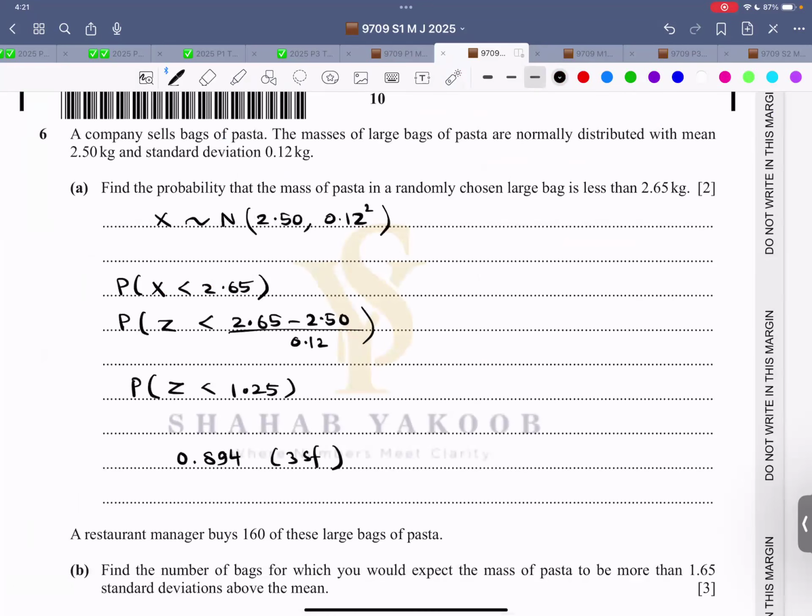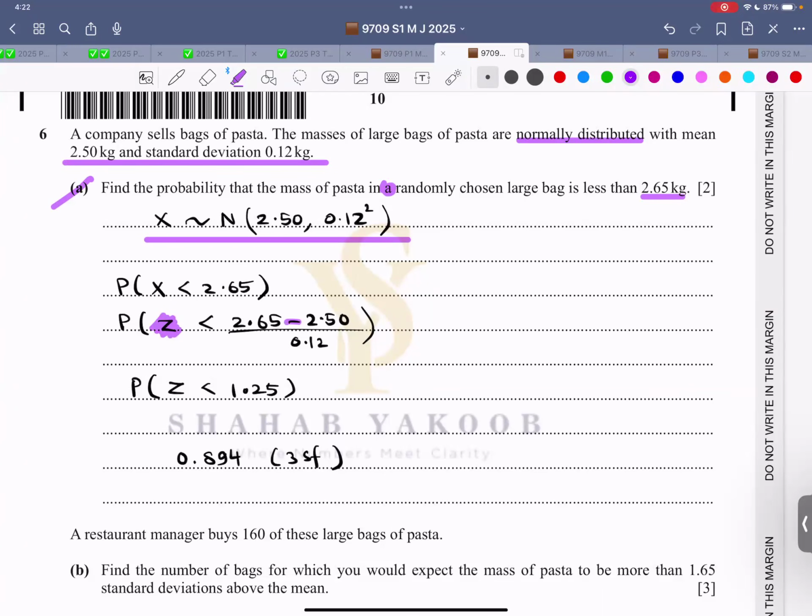Question number 6. Now it says a company sells bags of pasta and then it says the masses of large bags of pasta are normally distributed with mean such and standard deviation. First part, find the probability the mass of a pasta in a randomly chosen large bag is less than 2.65. Basic working, the 7 rule working. First of all, make sure you write this thing down. Make no mistakes. Probability x is lesser than 2.65.